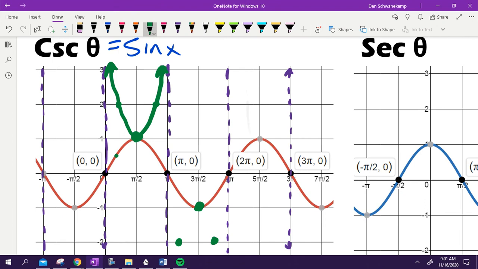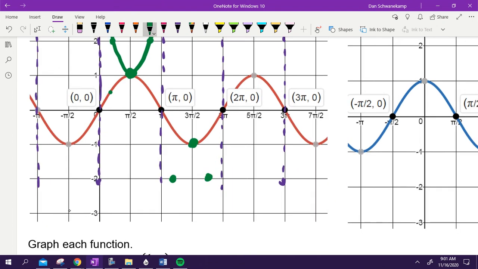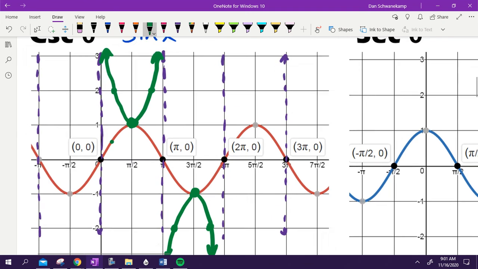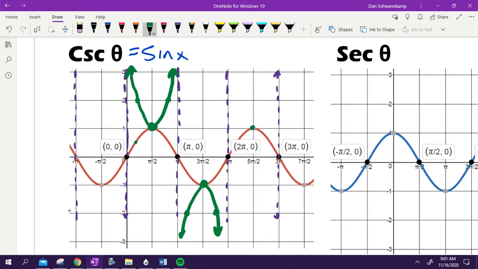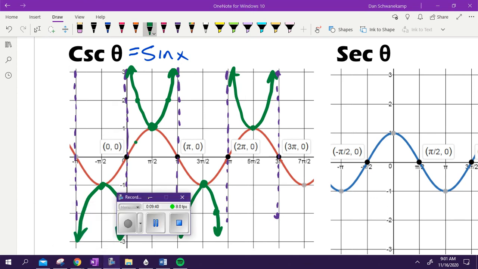And then down here, I'm using this point, and I'm going to make a downward parabola. And then up here, I would use this point and make an upward parabola. And then down here, I would use this point and make a downward parabola. And it would keep repeating until the end of time. Looking up at the board, talk with your neighbor for a second and explain why you think that is.